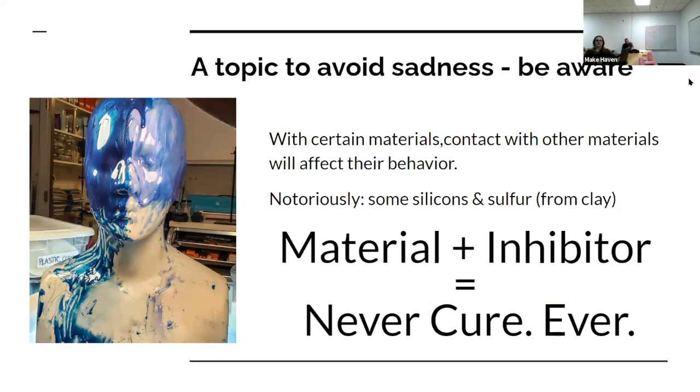And that also can mean silicones will usually stick to each other, but there are certain types of silicones that will inhibit each other. Like a platinum and a tin cure silicone side to side can cause problems. So you need to double check before you mix and match. And never ever use sulfur clay if you plan on molding it.